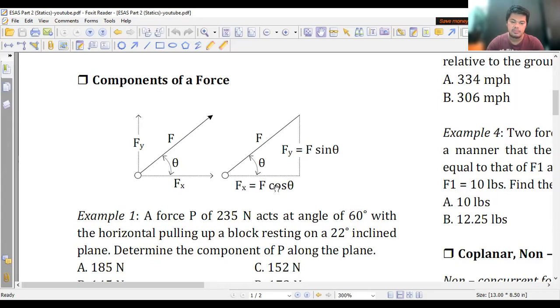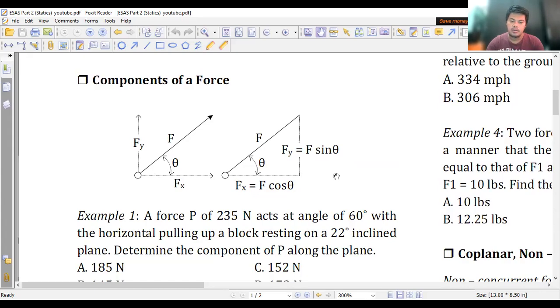For this example, we have a force acting at a certain angle with respect to the x-axis. The x component of the force is given by the mathematical formula F cosine theta, and the y component is the magnitude of the force multiplied by sine theta.